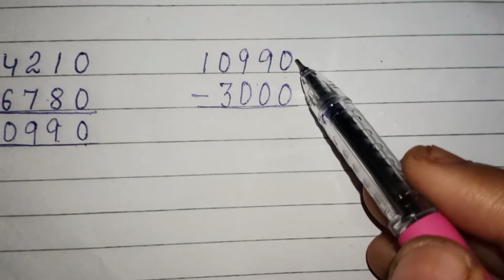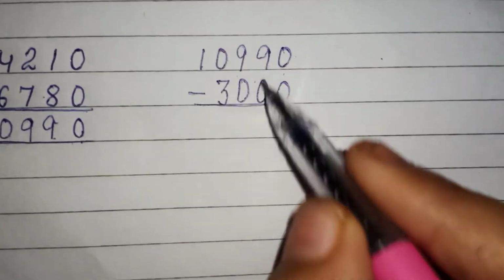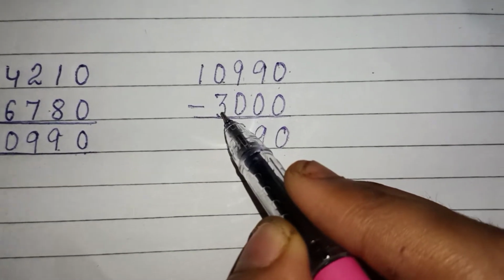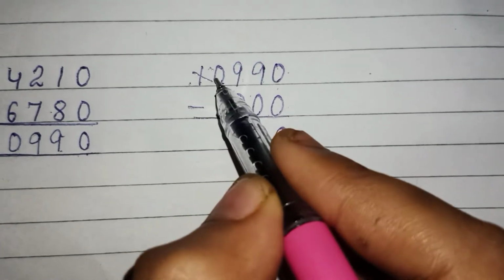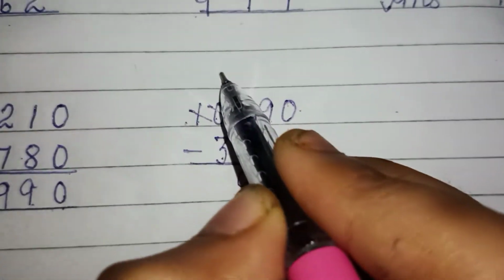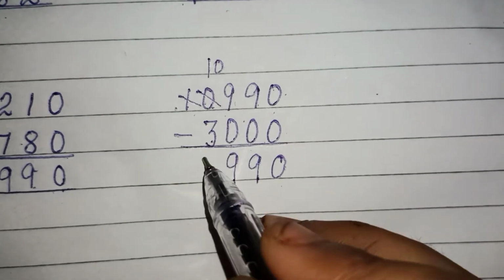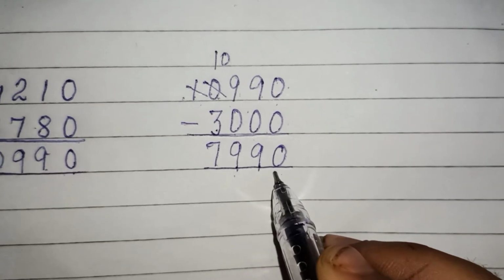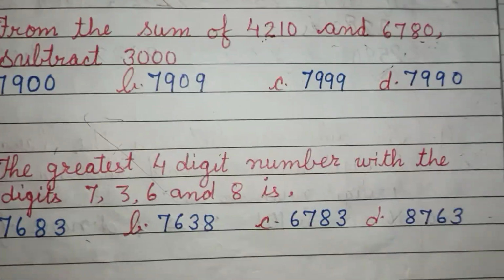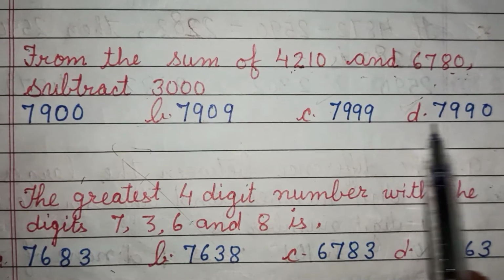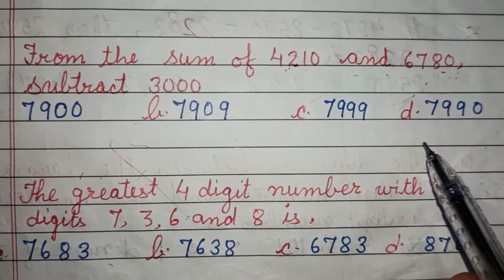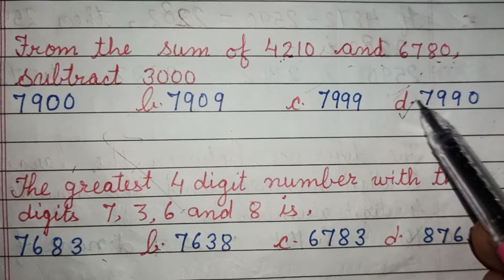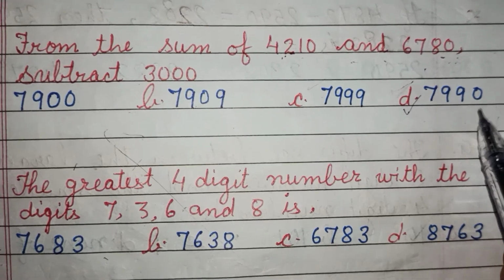Okay. 0 minus 0 is 0. 9 minus 0 is 9. 9 minus 0 is 9. And 0 cannot cut 3, so it will borrow from 1. 1 gave to 0, it becomes 10. 10 minus 3 is 7. The answer is 7,990. So children, in this question, which option is correct? Option D. Okay, D is the correct answer. 7,990 is the answer.